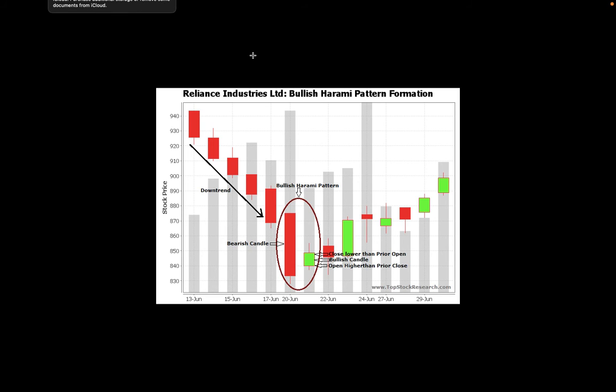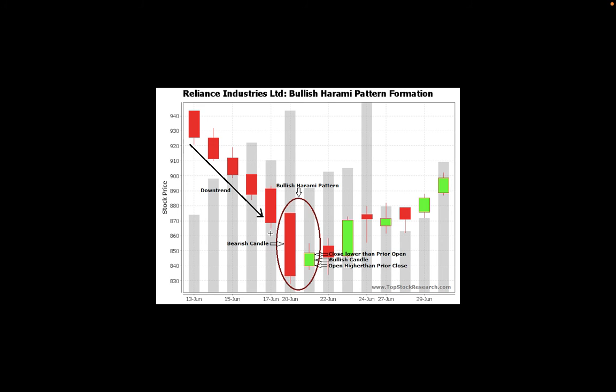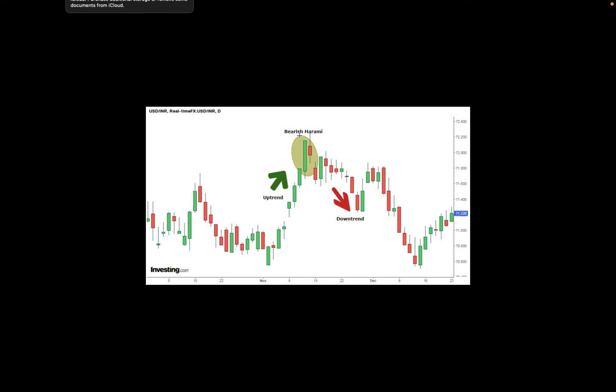This is for bullish Harami. Here we could see a larger red candle and a smaller green candle. So it's a bullish reversal for the market. Then the market goes from this point up to this point. This is a bullish reversal.